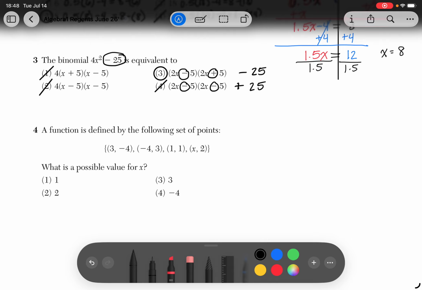Another way to do it is to use that FOIL or box method. I'm going to show it as the box method because sometimes it's better to see that visual.